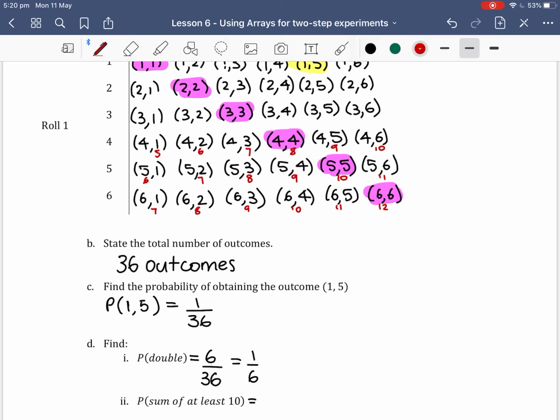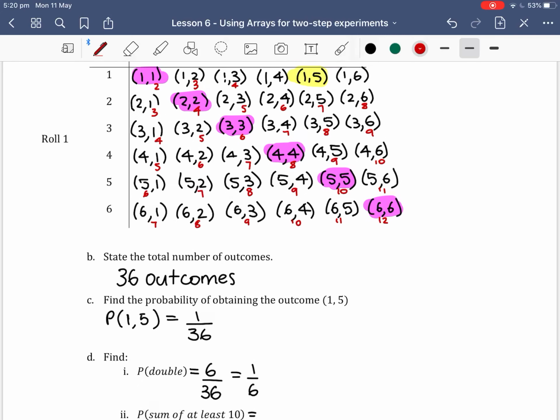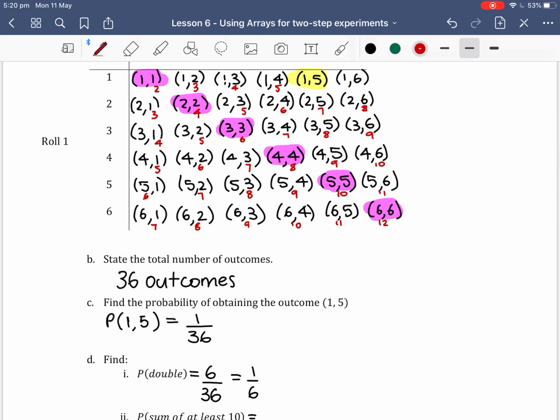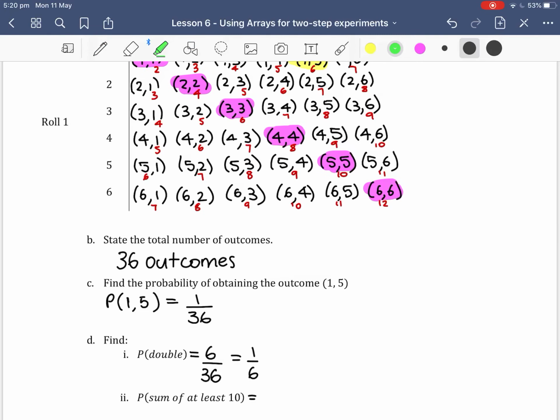7, 6, 5, 4, 5, 6, 7, 8, 9, 8, 7, 6, 5, 4, 3, and 2, 3, 4, 5, 6, and 7.